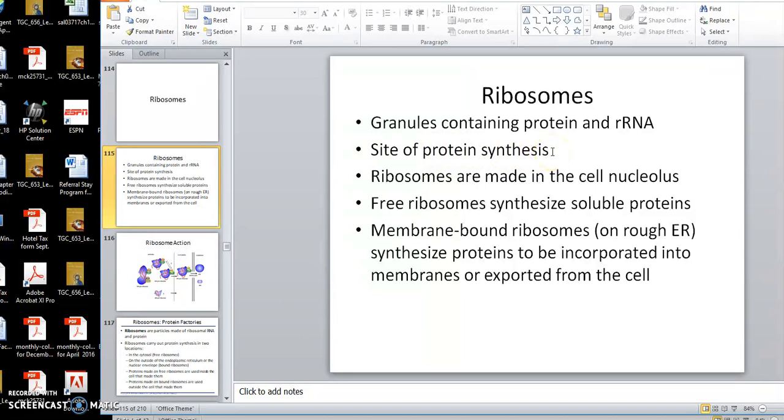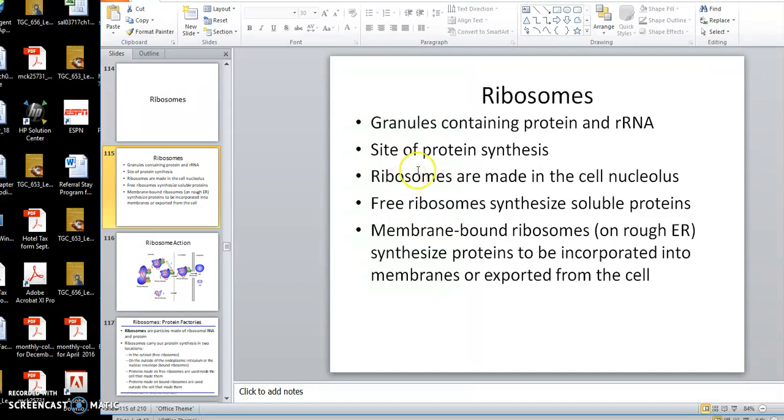A very vital role. The ribosomes are made in the cell nucleolus. That nucleolus, which is in the nucleus, has the genetic material and the bits and pieces of ribosomes. Okay? We have two groups of ribosomes. They're just alike, but we call them free ribosomes and fixed, or some will call them membrane-bound ribosomes. Here's something to study.